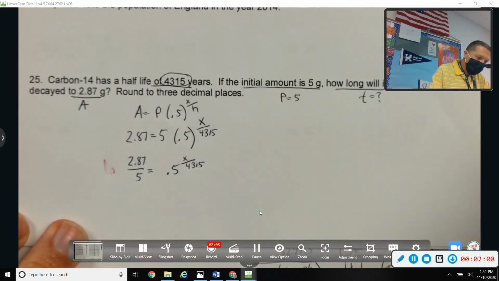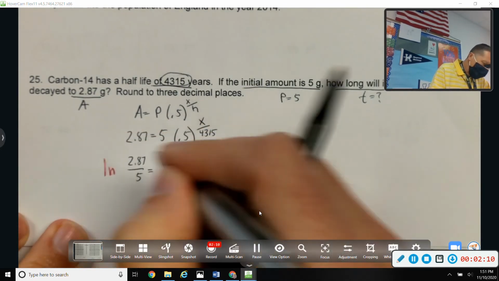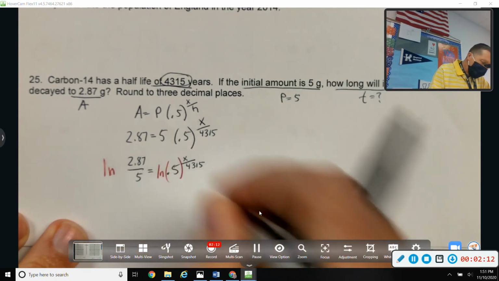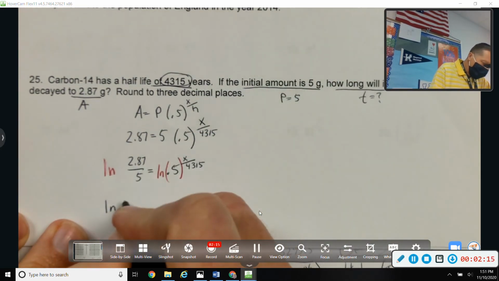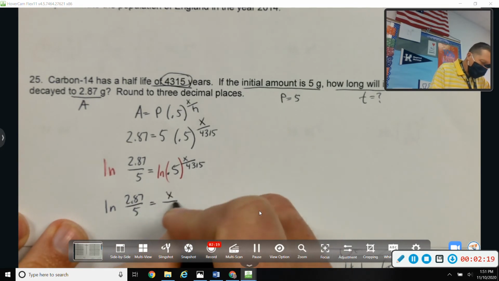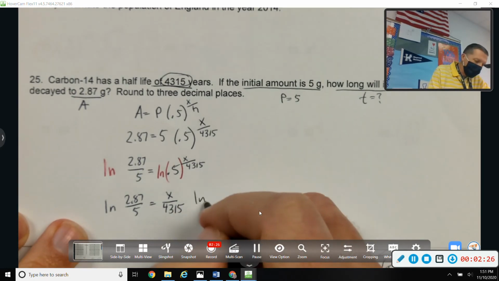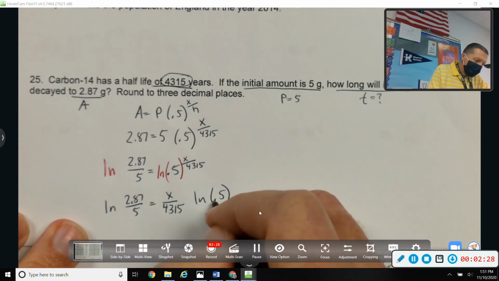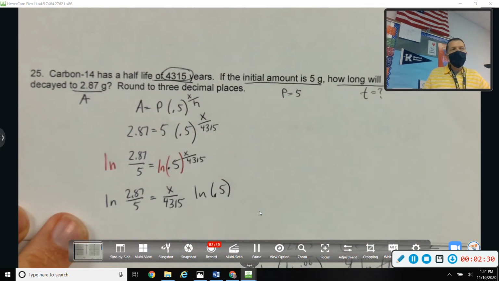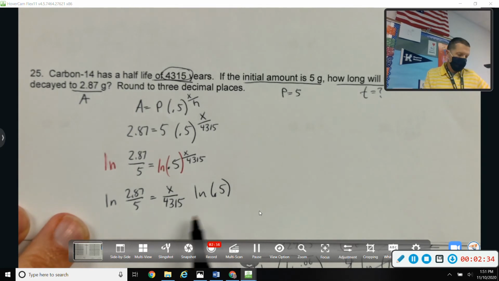Natural log both sides. Because that will get the exponent. Oh, it won't be an exponent anymore. It will come down front as a coefficient, which is what we like. Because now this is an algebra problem. It's not really a pre-cal problem anymore. I mean, it's got ugly numbers in it, but it's all multiply and divide. And the calculator can handle all that.